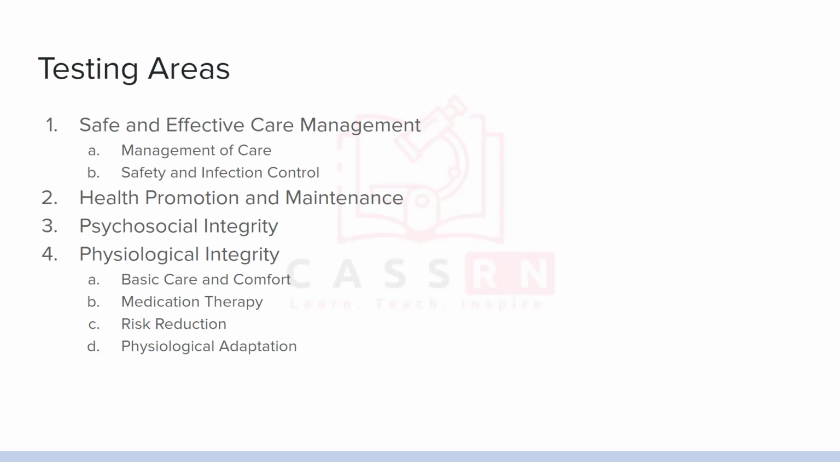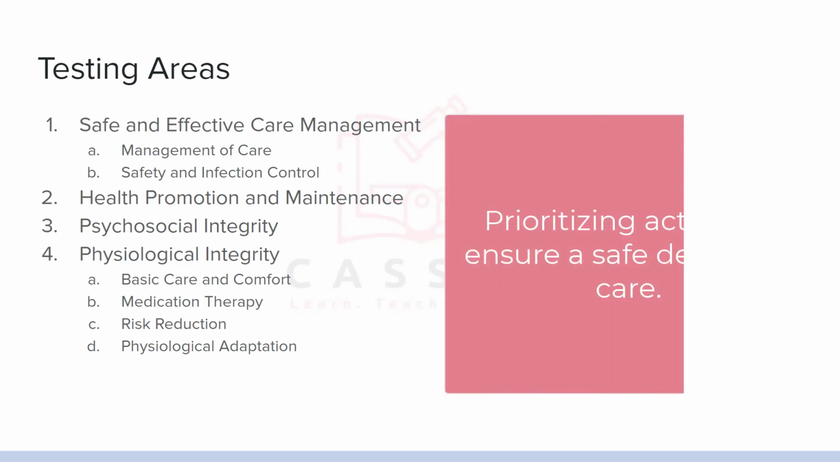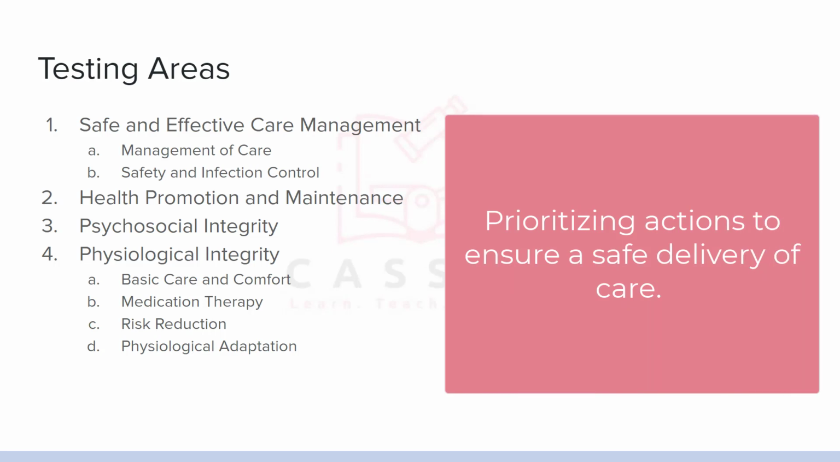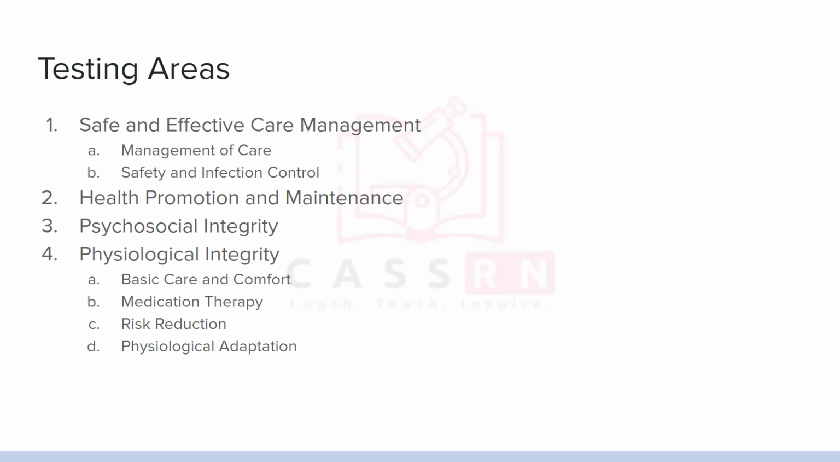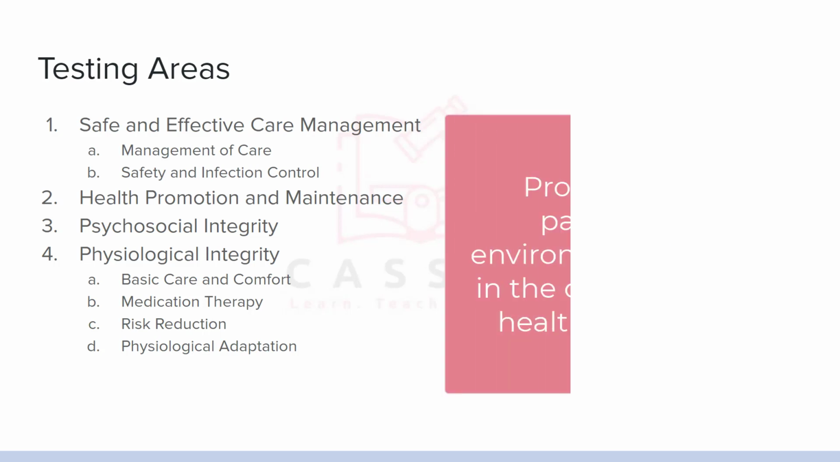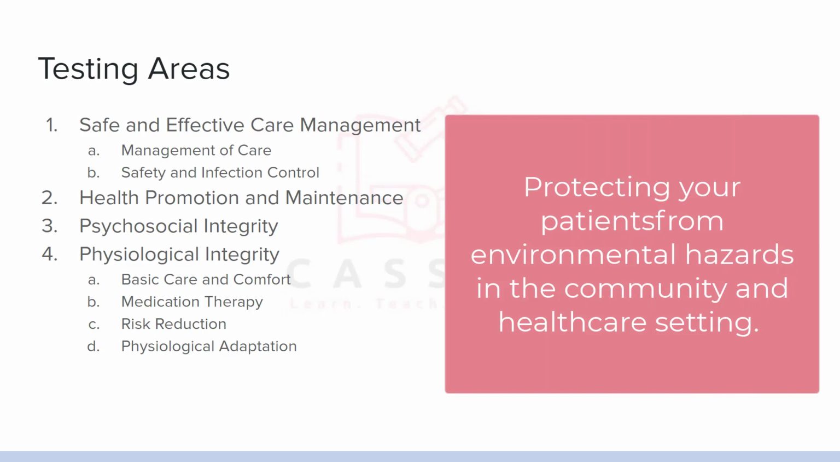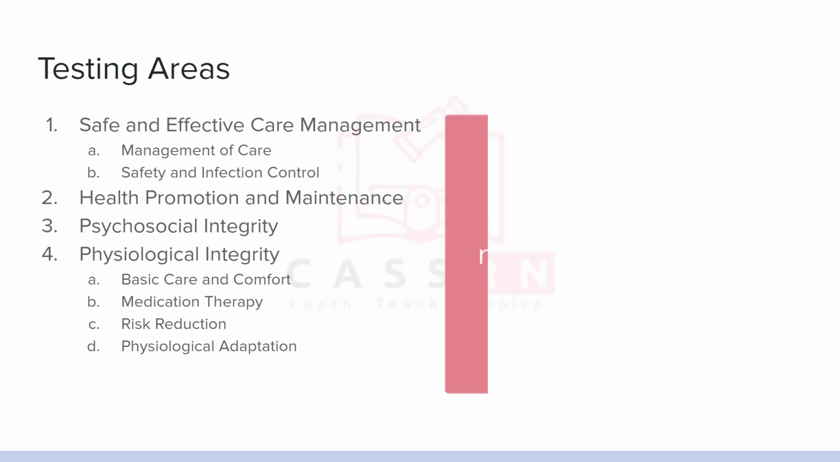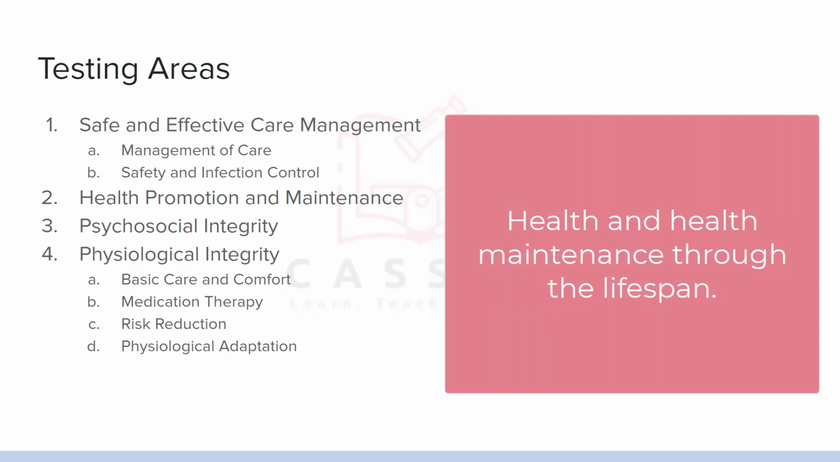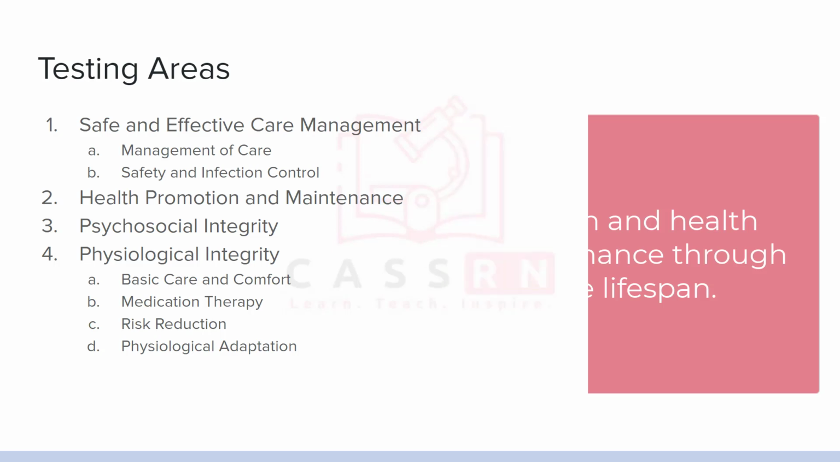So let's go into a little bit more depth on what each of those covers. First off, management of care is prioritizing actions to ensure a safe delivery of care, which basically means, can you recognize who needs to be seen first and in what order they need to be seen in order to keep all of your patients safe? Then we've got safety and infection control, which is protecting your patients from environmental hazards in both the community and the healthcare settings. Health promotion and maintenance is going to cover growth and development, which is pretty self-explanatory, but basically we want to promote health and health maintenance throughout the lifespan.